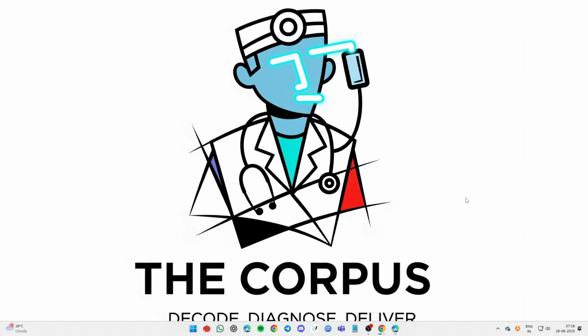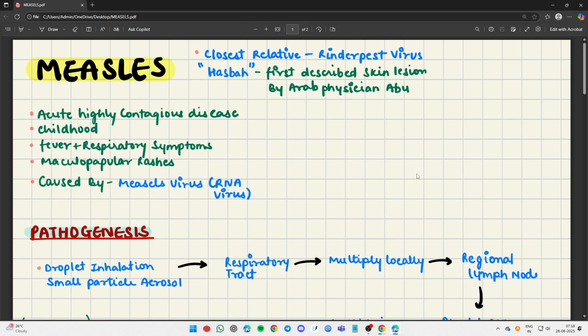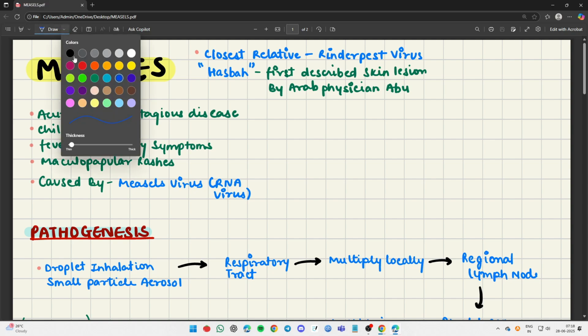So our today's topic of discussion is about measles virus. So let's start. Measles. What does measles cause? Measles causes skin infection, skin rashes. The skin rashes caused by measles were first reported by an Arabian physician named Abu, and he called them Hasba.